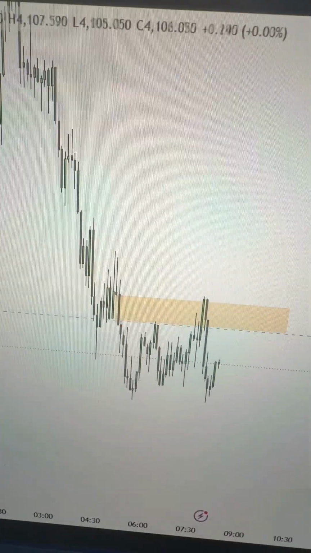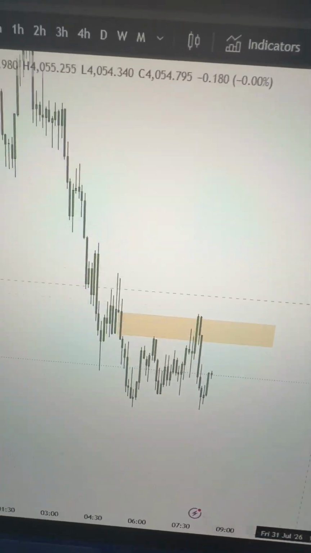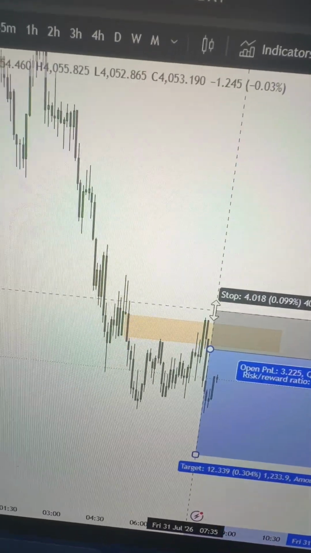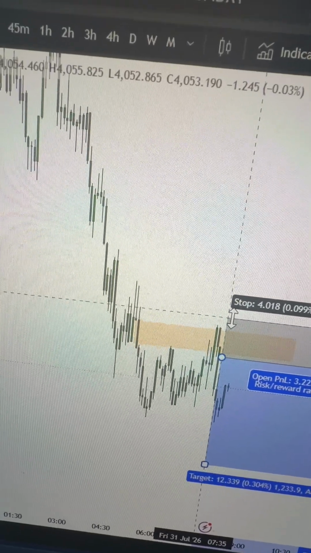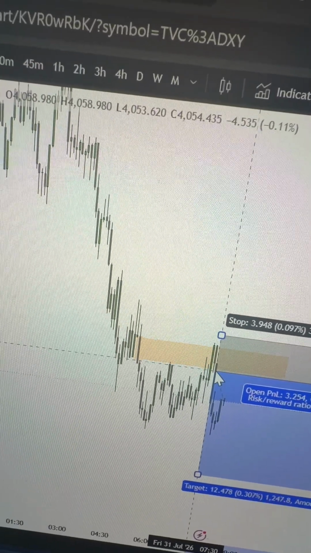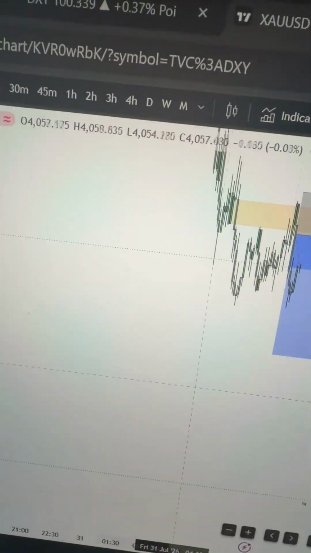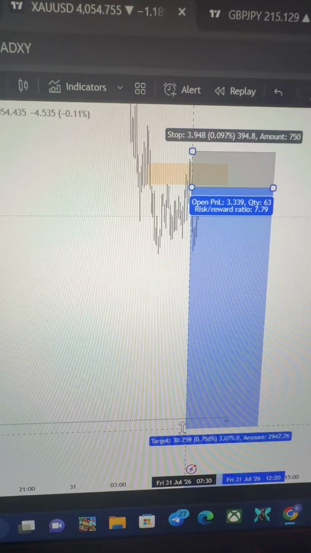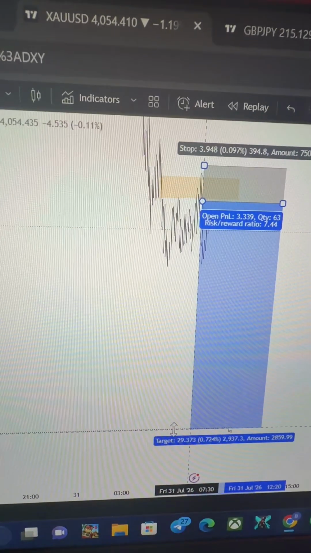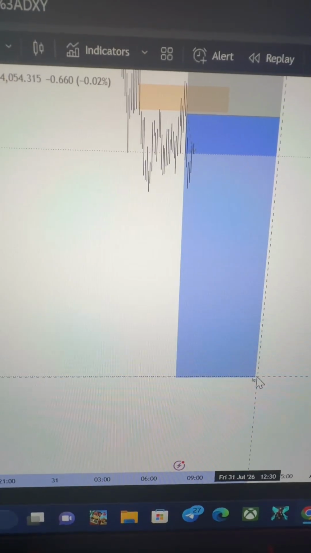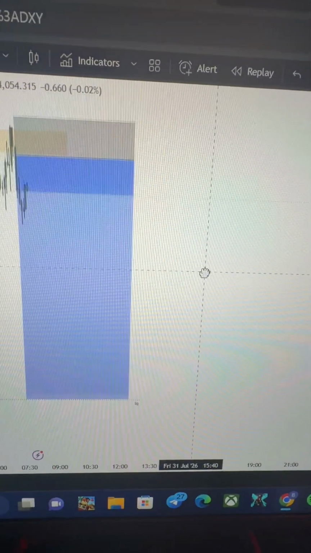This candle was exactly where I opened my trade, and my stop loss was at this particular high. And my TP, oh, this is where it is. My TP is going to be at this particular level, which is a 1 to 7 trade. Quite good, you know. Looks good.